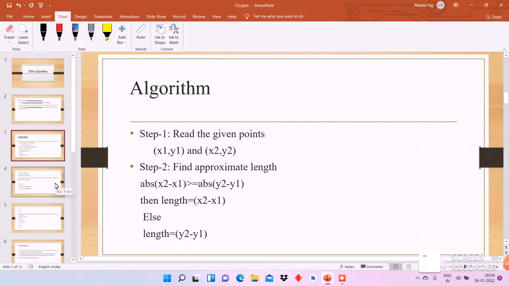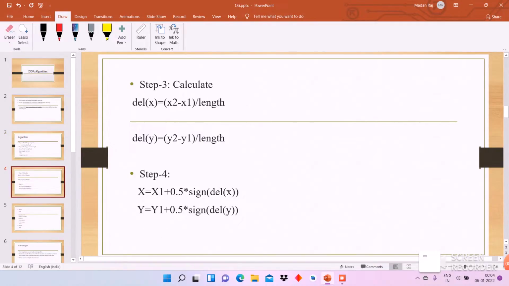After calculating the approximate length, we have to calculate del x and del y. Again, we have the formula x2 minus x1 upon length; we will get the del x value. And for del y, del y equals y2 minus y1 upon length. So these are all formula based algorithm. Then in step 4, we have to find the coordinates x, y. So x equals x1 plus 0.5 into sign of del x, y equals y1 plus 0.5 into sign of del y. After calculating the coordinates, we have to start a loop.